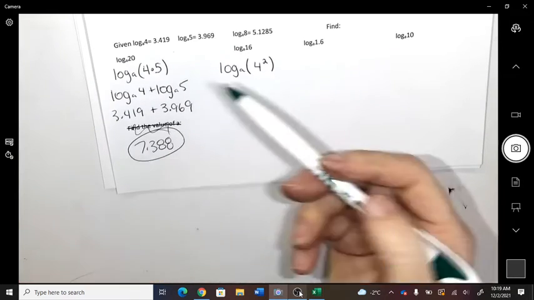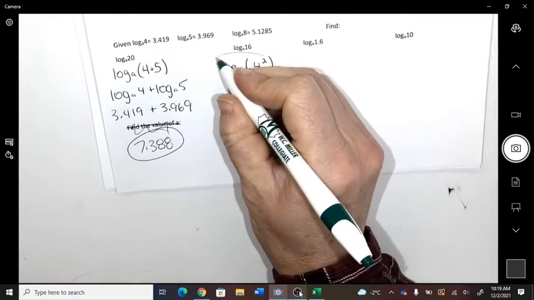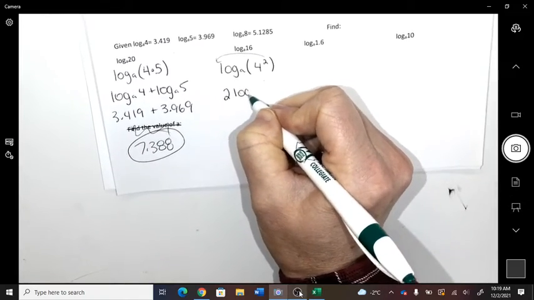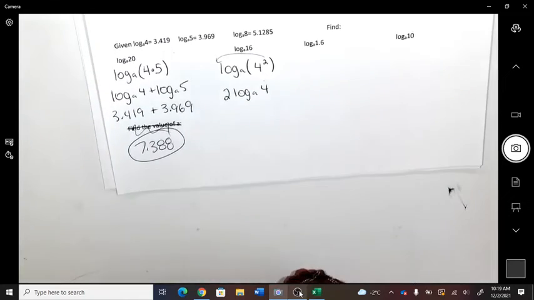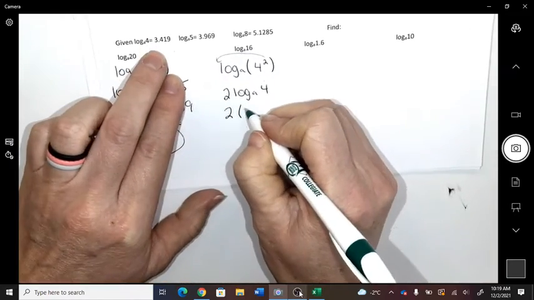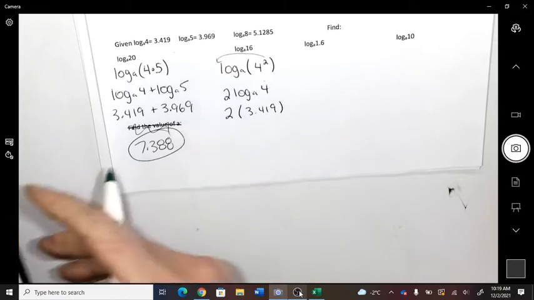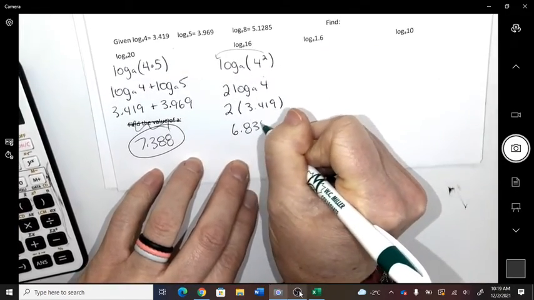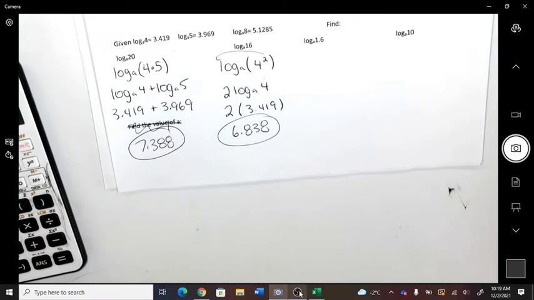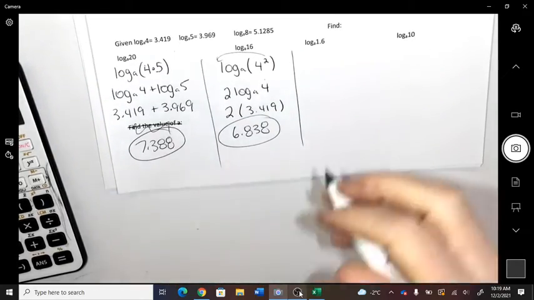Okay. What do our rules say we could rearrange this? The exponents become multipliers. So 2 times 3.419 is 6.838. Okay, 1.6.